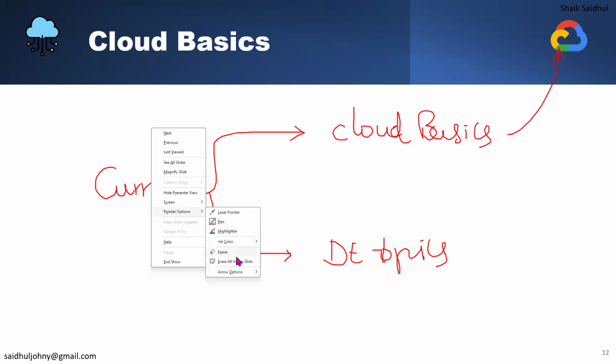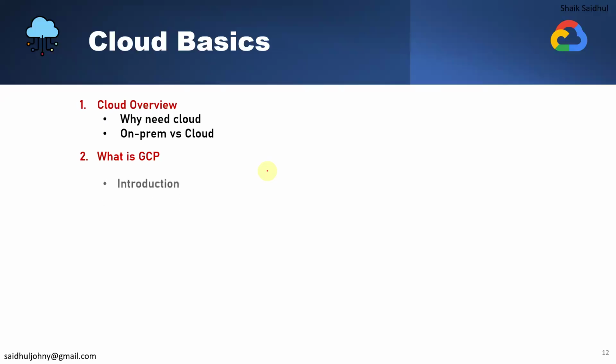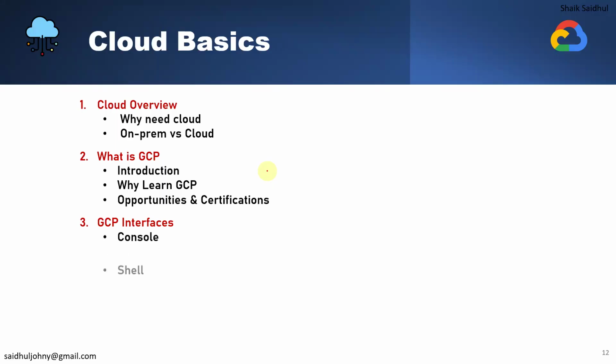Let us see what we are going to cover in the cloud basics. We are going to talk about the cloud overview, why we need a cloud platform, and the difference between on-premises and cloud. Second topic, the Google Cloud Platform introduction, why we learn GCP, and opportunities and certifications. Third topic, the GCP interfaces: what is the console, what is Cloud Shell, what is Cloud SDK.